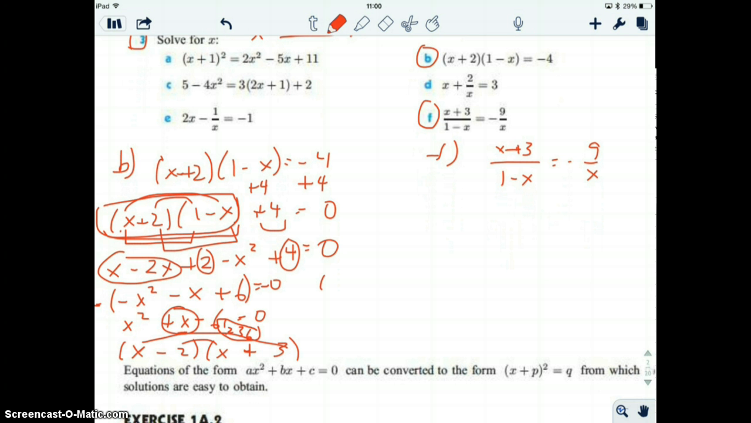Okay? So now x minus 2 equals 0. x plus 3 equals 0. So when x minus 2 equals 0, that's actually the same as x equals 2. When x plus 3 equals 0, that's actually the same as x equals -3. So these are our two solutions. Okay. Now let's do F.